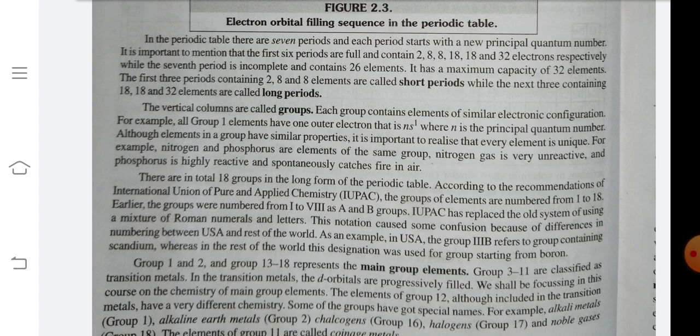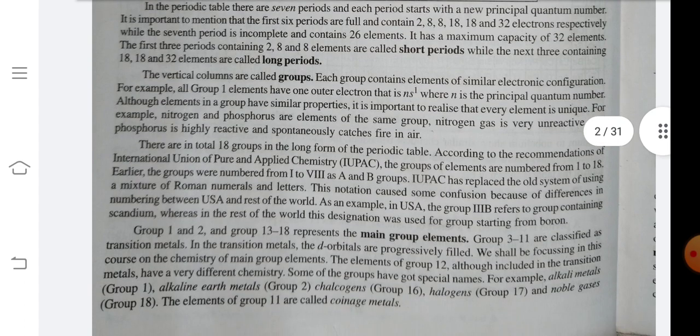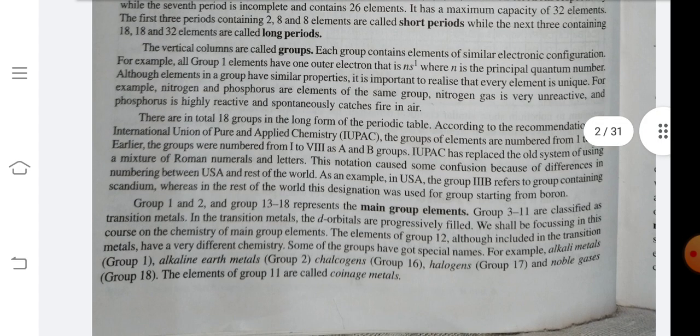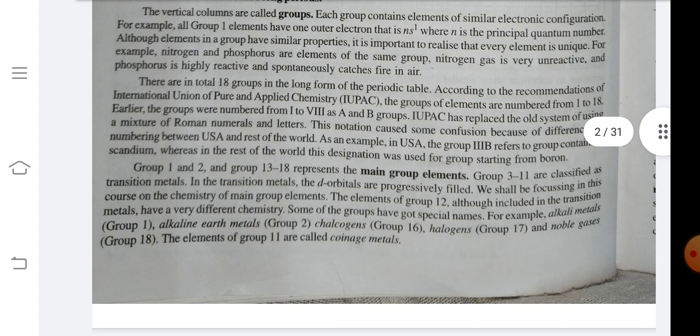The vertical columns are called groups. Each group contains elements of similar electronic configuration. For example, all group 1 elements have one outer electron, that is ns1, where n is the principal quantum number. Although elements in a group have similar properties, it is important to realize that every element is unique. For example, nitrogen and phosphorus are elements of the same group. Nitrogen gas is very unreactive and phosphorus is highly reactive and spontaneously catches fire in air. There are in total 18 groups in the long form of the periodic table.